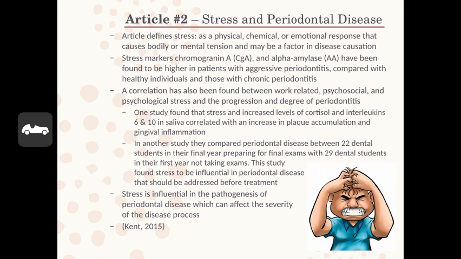One study found that stress and increased levels of cortisol and interleukin 6 and 10 in saliva correlated with an increase in plaque accumulation and gingival inflammation. In another study, they compared periodontal disease between 22 dental students in their final year preparing for exams with 29 dental students in their first year not taking exams. This study found stress to be influential in periodontal disease that should be addressed before treatment. Stress is influential in the pathogenesis of periodontal disease, which can affect the severity of the disease process.